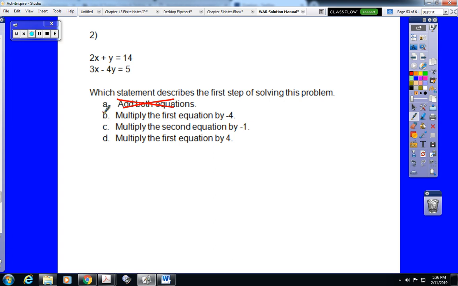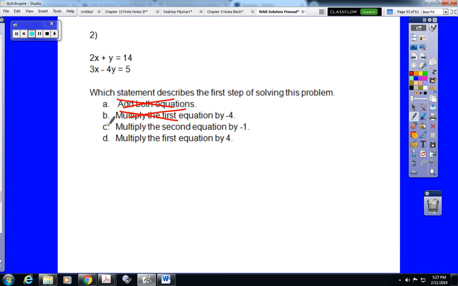That is not the correct first step. Then it says multiply the first equation by -4. Well, if we did that, that would give us a new first equation of -8x minus 4y equals -56. That would not lead to a system of equations that would set up for elimination, because these would both be -4y's. That is also not the correct answer.